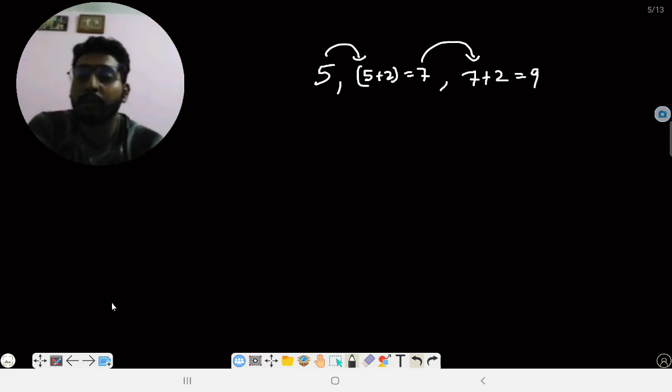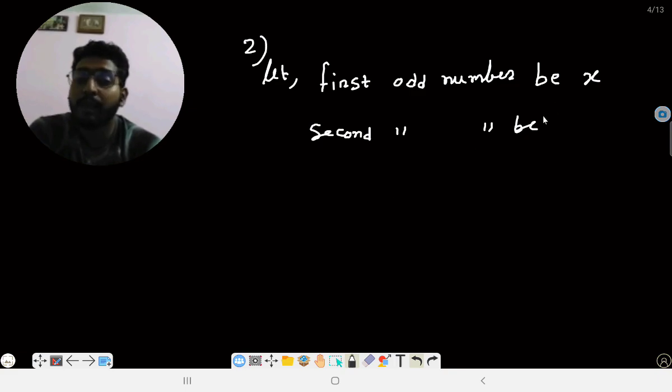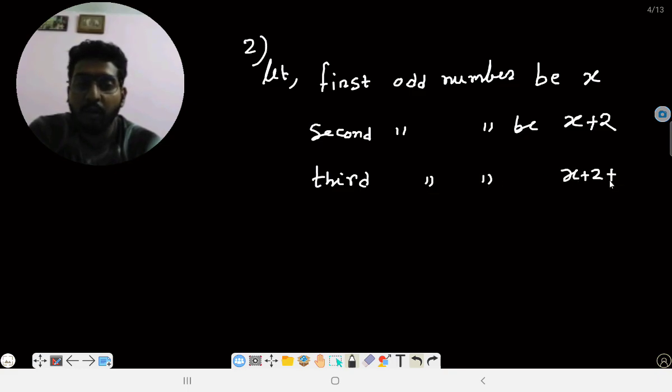So whenever we have the first odd number, we just add 2 to it, and we'll get the next odd number. Again, add 2, we'll get the next odd number. Like this it goes on. So here I am letting the first odd number be x. Then the second odd number will be x plus 2. Now the third odd number will be x plus 2 plus 2 again, because we have to add 2 to get odd numbers.